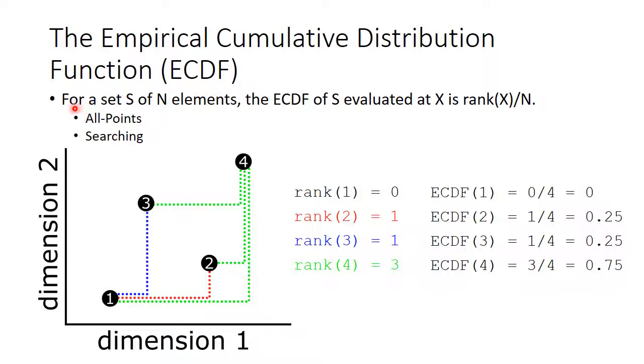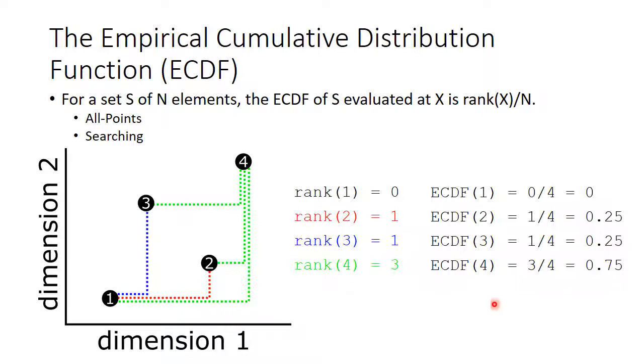S. And so let's talk about it a little bit formally. So for a set S of n elements, such as this one here, this is a set of 4 points, the ECDF of S evaluated at x, where x is a specific particular point of S, so one of these 4 in particular, is the rank of that point x divided by the total number of points in that set.